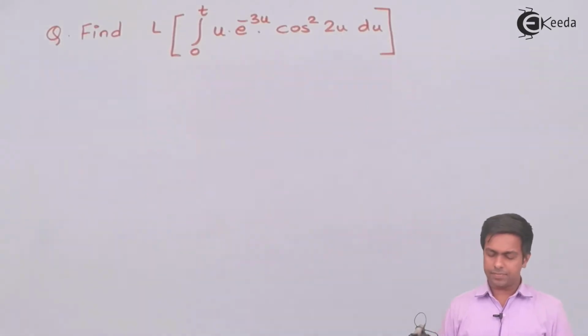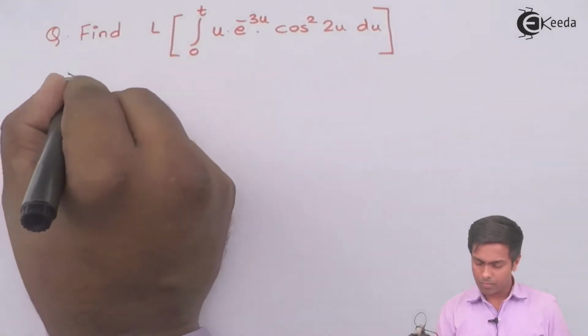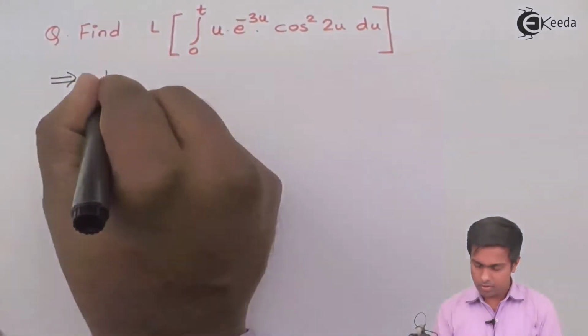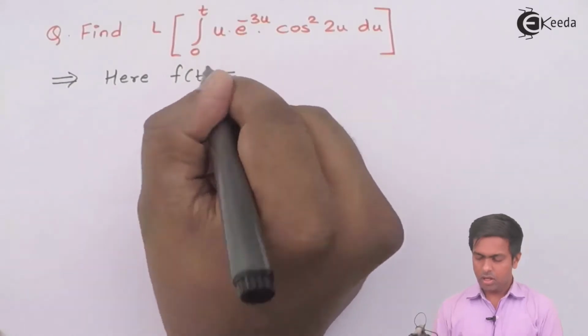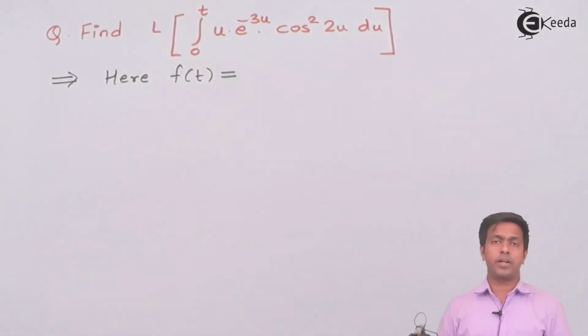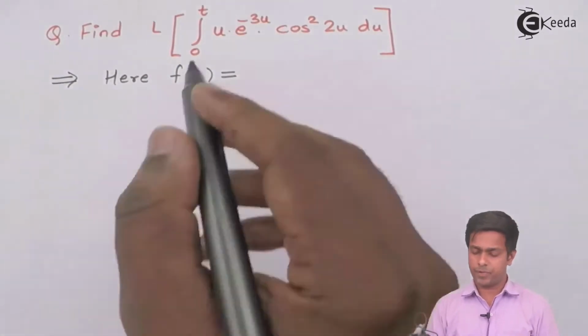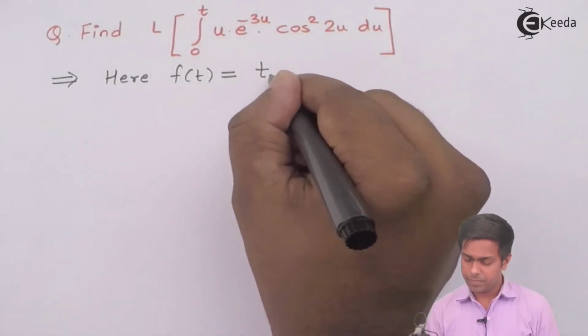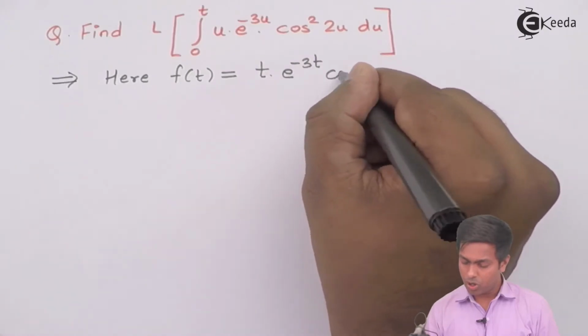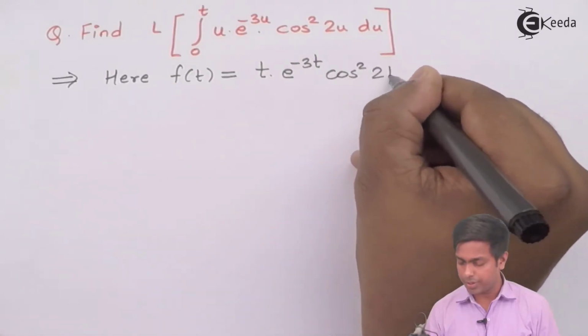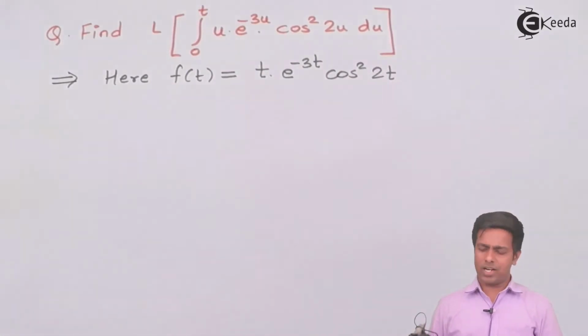So here I'll say, this f of u, I'm gonna treat it as f of t. So this will become t e to the power minus 3t cos square of 2t. Now guys, let's find out Laplace of this, because that is gonna be phi of s. Now how to get Laplace of this?